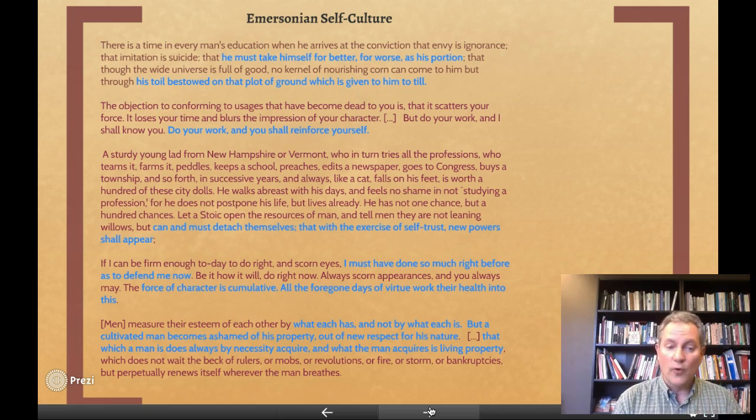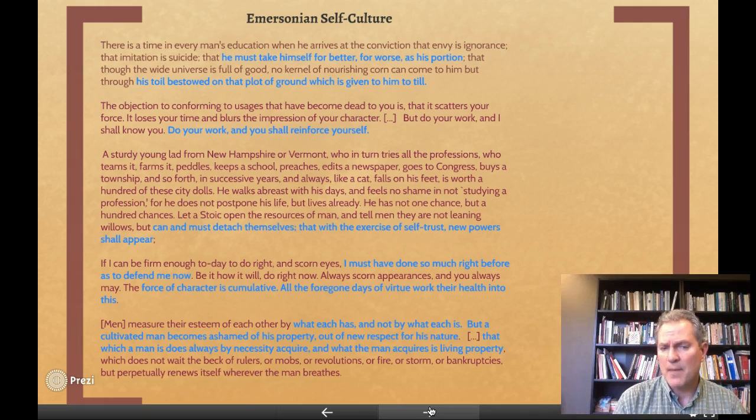Then the fourth one, Emerson talking about the force of character being cumulative. He says, if I can be firm today, it must be that I've done right enough in the past, that I've got that strength to do it now. That somehow all those foregone days of virtue work their health into this. So your character isn't just something that you're born with, it's something that you've built. And if you spend time developing a certain part of yourself, then you're going to have that as a resource to draw upon. Habits is one way to think about this. That's what John Dewey would call it.